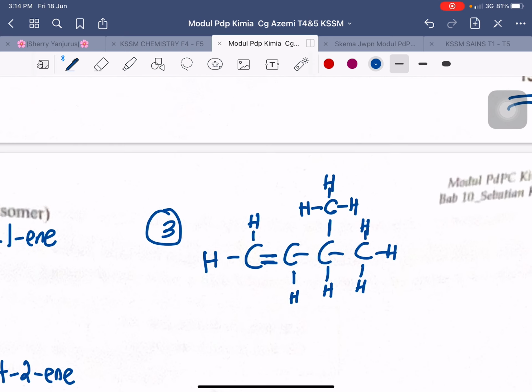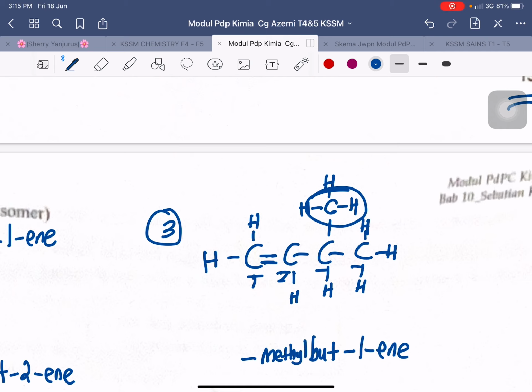Now, let's name it. Okay, we start from the longest chain. The longest chain is ada 1, 2, 3, 4. So this one is already becoming but. Kira ada berapa biji ya? But berapa? But 1 in. Why 1? Because it is situated at the first, between first and second. So choose first. Tengok jenis cabang. Methyl. So you write methyl. Di mana itu methyl? This is the first, this is the second, this is the third. So ada 3 methyl but 1 in.